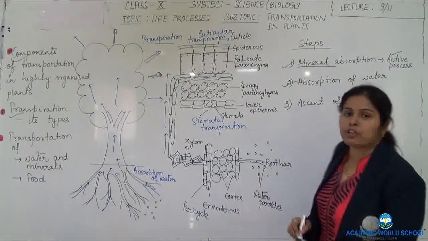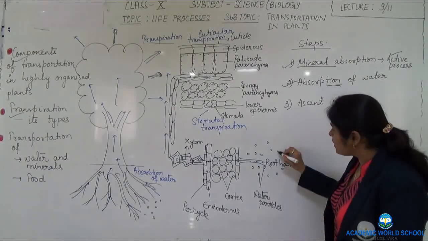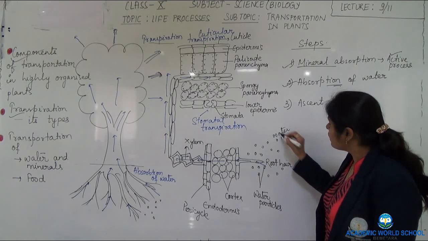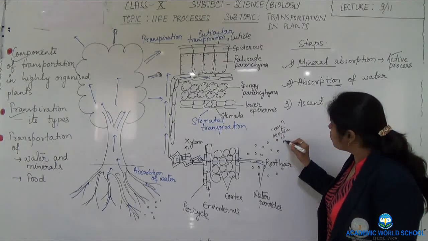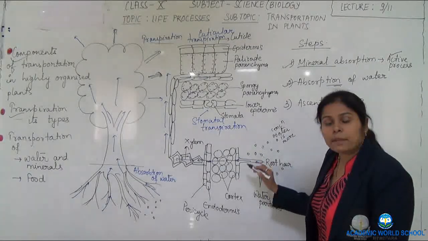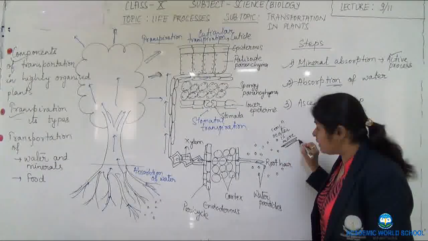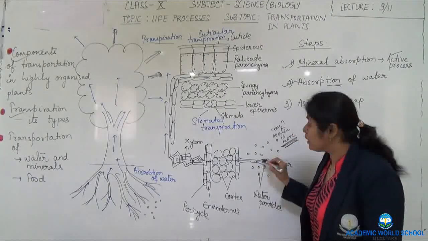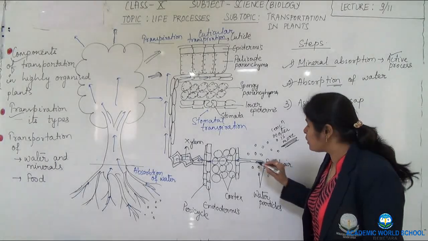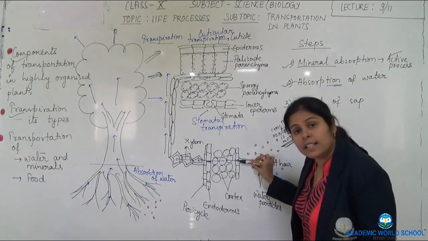The second one is absorption of water. Here comes the role of osmosis. Here the water particles are present in the soil. Here the concentration of water is more as compared to the concentration of water inside the cells. So what will happen? Here osmosis is going to take place. Water will move from its higher concentration to its lower concentration, because the cells are living cells. With the help of the semi-permeable membrane, it is going to travel inside. So osmosis is responsible for the water to move inside the root hair.